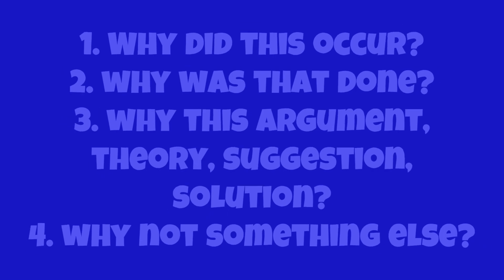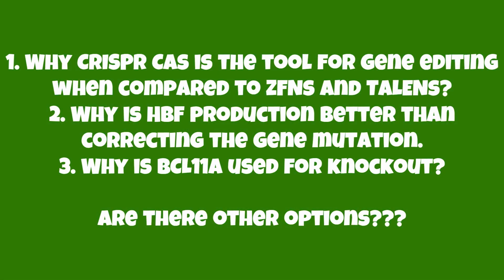So in this section, you could ask questions such as: number 1, why CRISPR-Cas is the tool for gene editing compared to ZFNs and TALENs? And then you could ask, why is fetal hemoglobin production better than correcting the gene mutation itself? Or number 3, why is BCL11A used as a target for knockout? Are there other options as well? So once you find out answers for these questions, then you could focus on the what if.